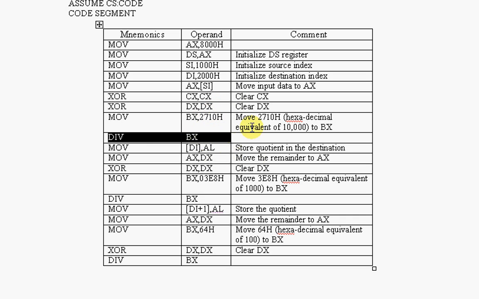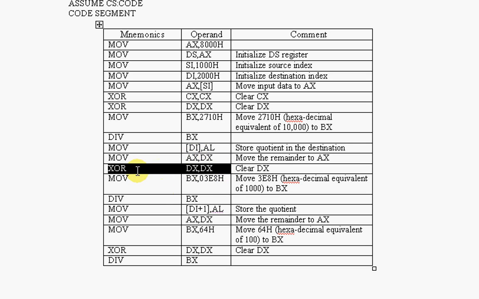So in AX, what happened? Only the effective data will be in AL. It doesn't occupy the complete AX register, it occupies only the AL register. So the AL register is stored in the destination DI. Good. Now the remainder is in DX.